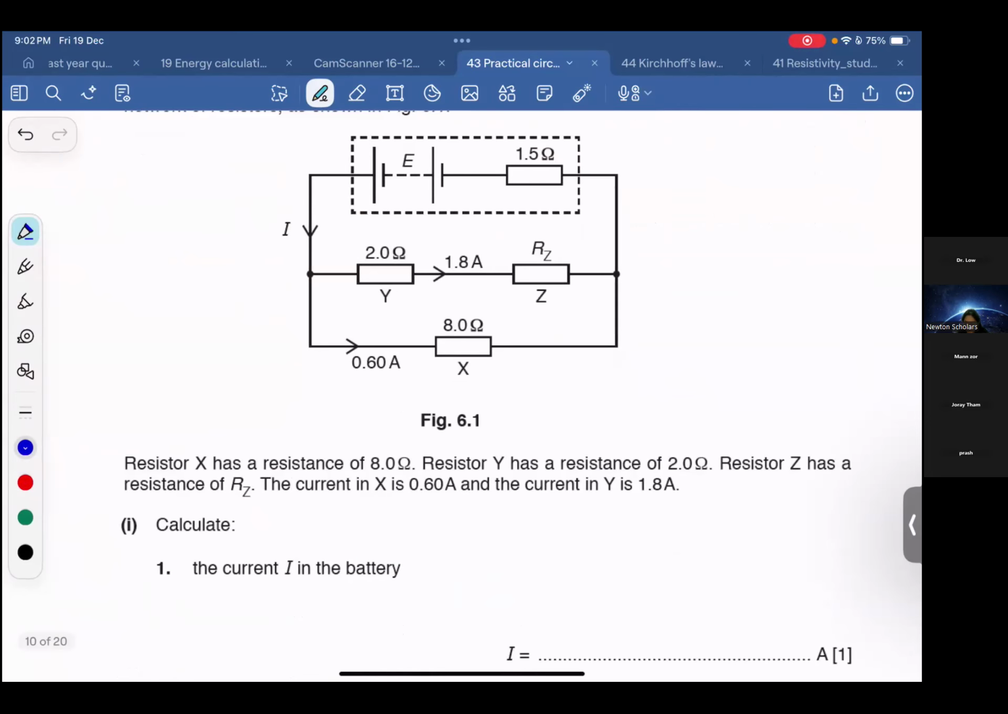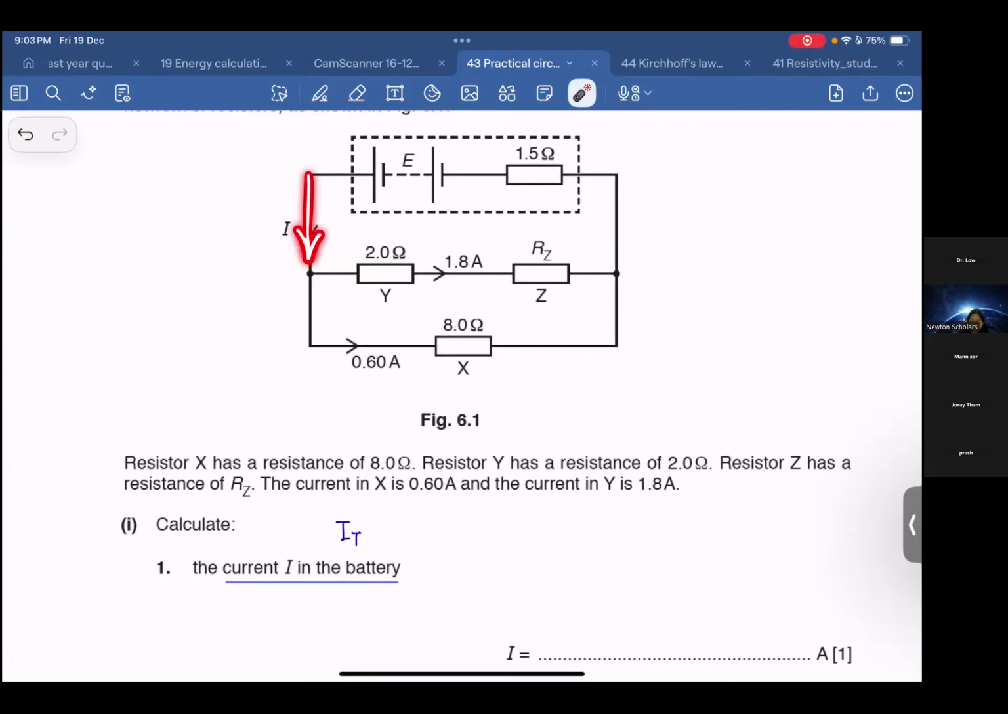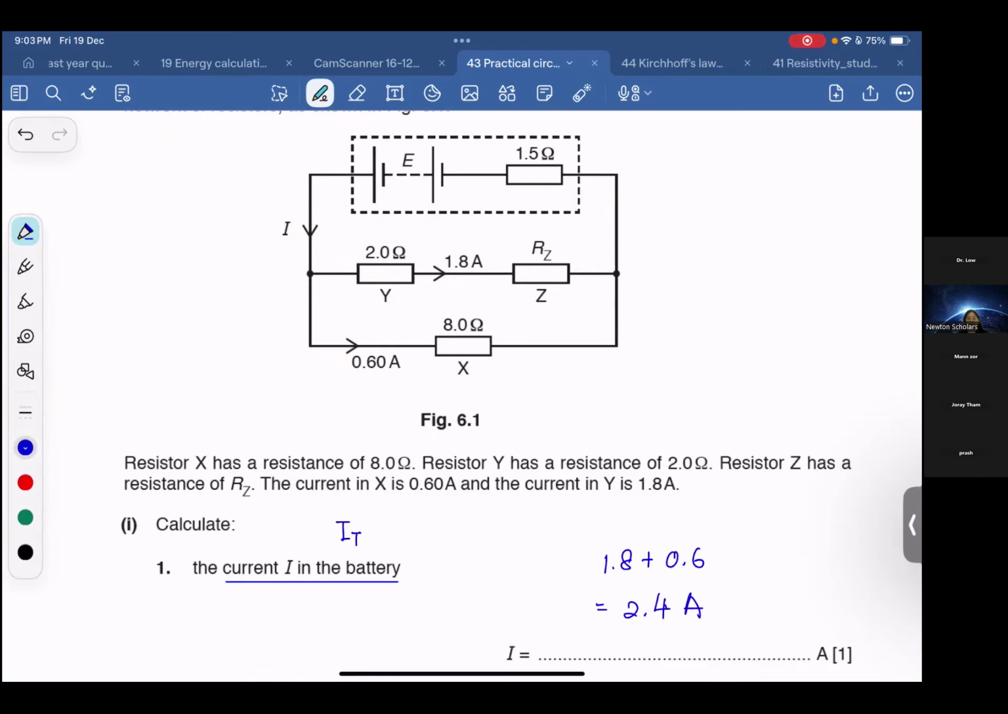Okay, can you calculate the current in the battery? In the battery, that means the total current. Easy, right? Here they show you the current splits. So how do we know the total current coming out from the battery? Add it up together, that's all. So here, 1.8 plus 0.6, so our answer is 2.4 ampere. Current in the battery is the total current. Just add it up. Fatima, correct.